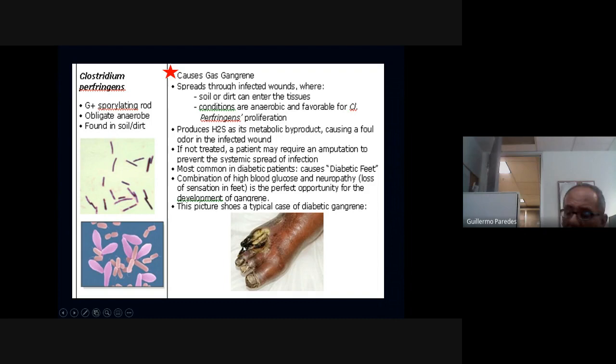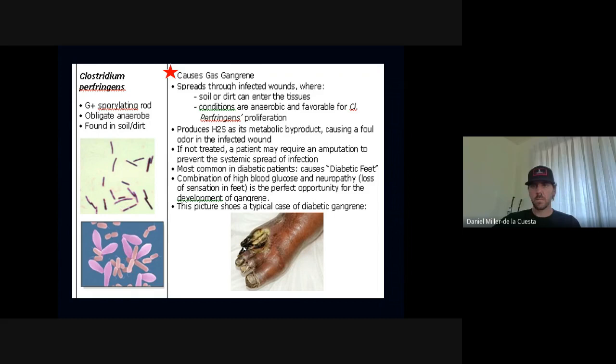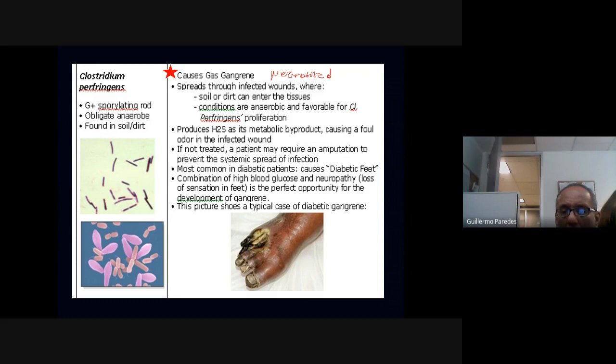You know what necrosis is, right? Necrosis means dead tissue. This area, the dark areas here, this is necrosis, all these dark areas. So mostly what happens is that they need to make an amputation if they don't control it from the very beginning.